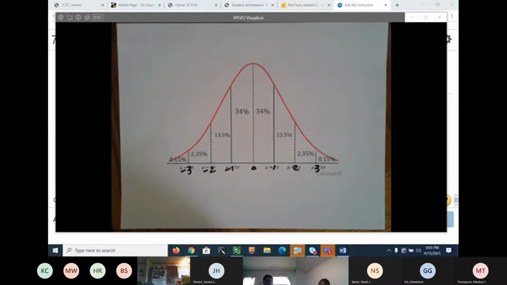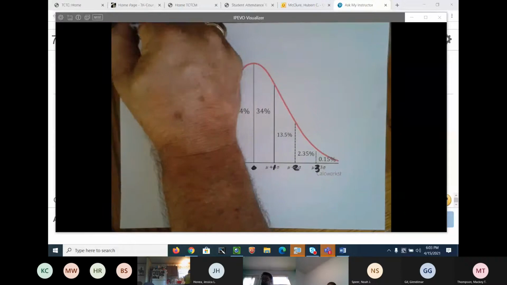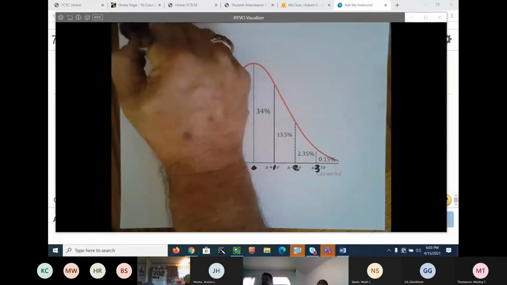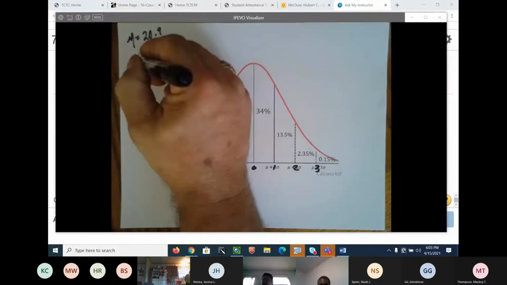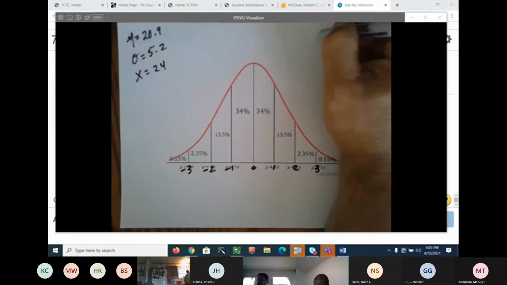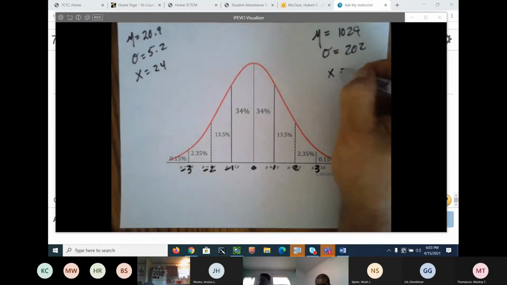I'm going to write everything on the board over here like I had it. Mu is equal to 20.9, sigma is equal to 5.2, and x is equal to 24. And mu is equal to 1029, sigma is equal to 202, and x is equal to 1227.